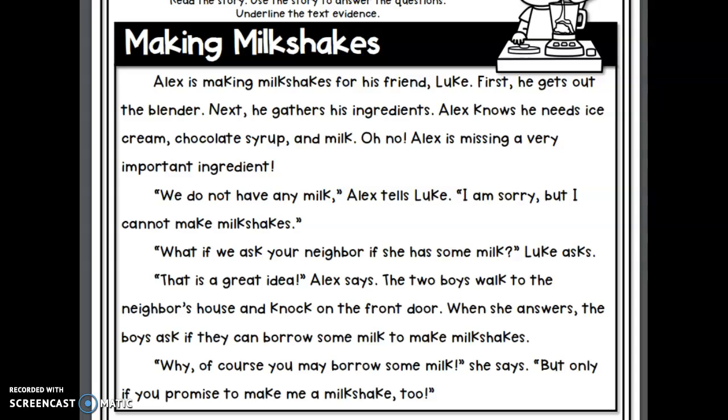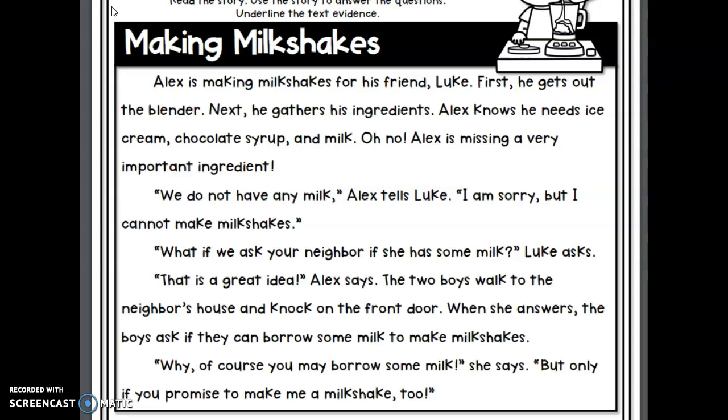Now we're going to take a look at this passage and we're going to identify the problem and the solution. Making milkshakes. Alex is making milkshakes for his friend Luke. First he gets out the blender, next he gathers his ingredients. Alex knows he needs ice cream, chocolate syrup, and milk. Oh no! Alex is missing a very important ingredient.